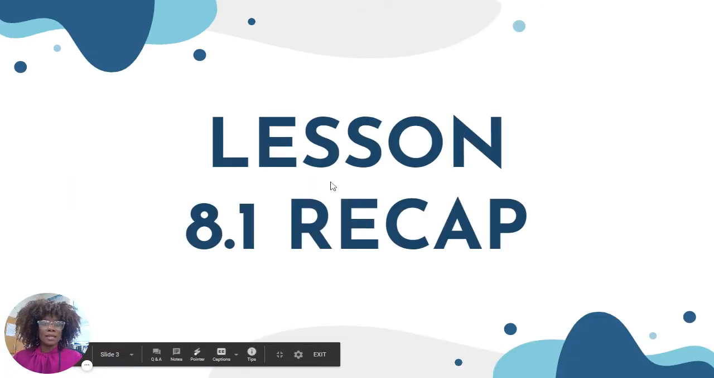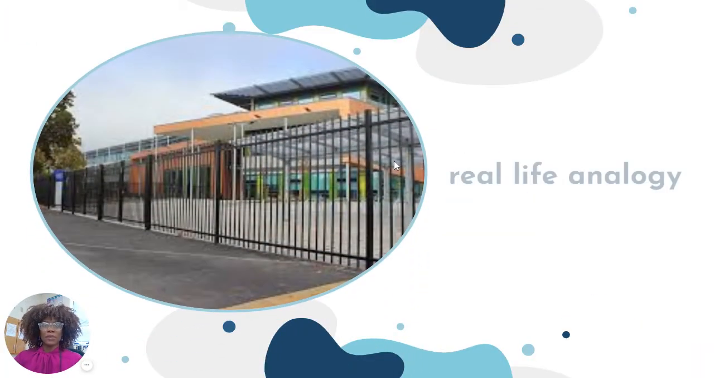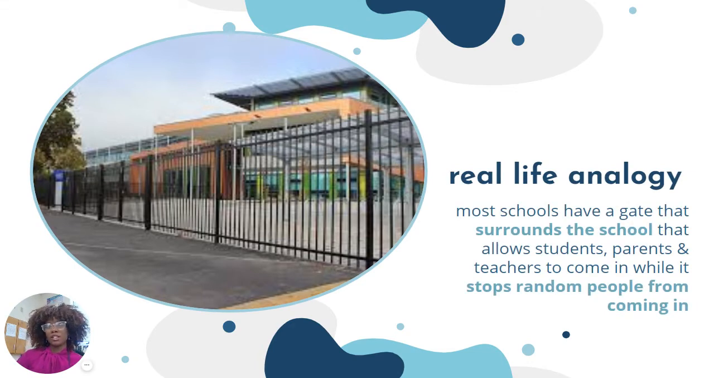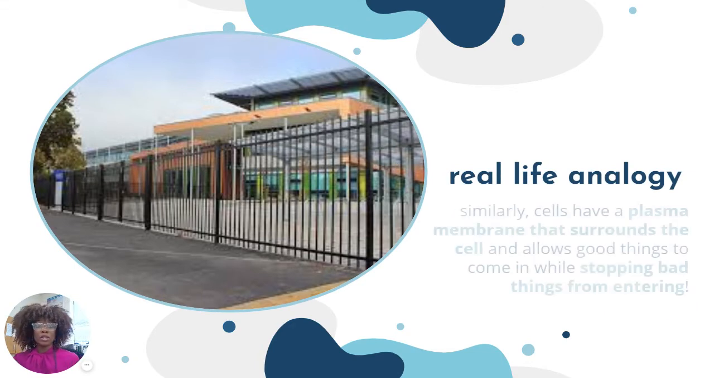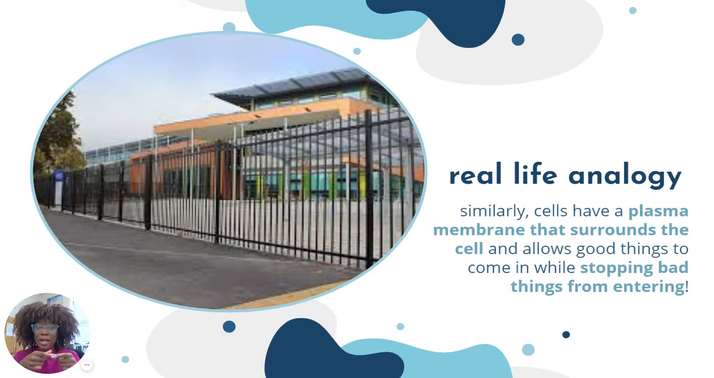So let's get a little bit deeper into it. Like I said, a real life analogy is that schools have a gate that surrounds it and basically regulates who comes in and out. Well, cells have a plasma membrane that surrounds the cell and allows good things to come in while stopping bad things from entering.